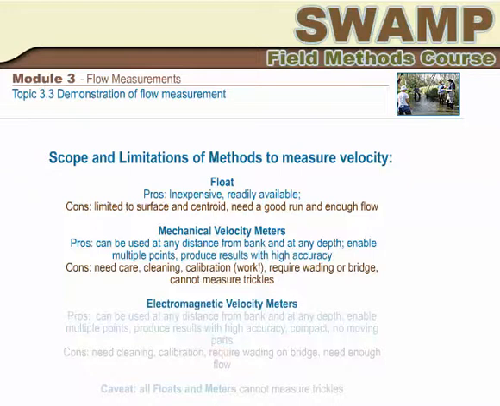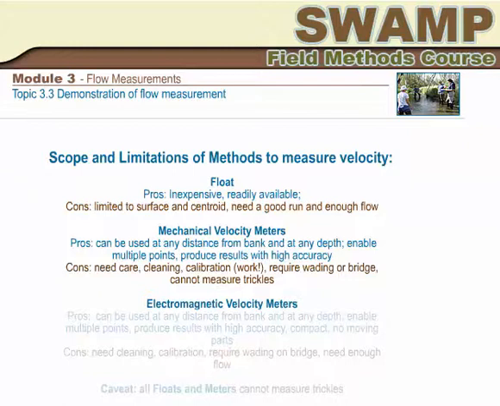Electromagnetic current meters are based on Faraday's law, which states that a conductor, such as water with salts in it, moving in a magnetic field, which in this case is generated by the probe, produces a voltage that varies linearly with the flow velocity. Electrodes in the probe detect the voltage generated by the flowing water.